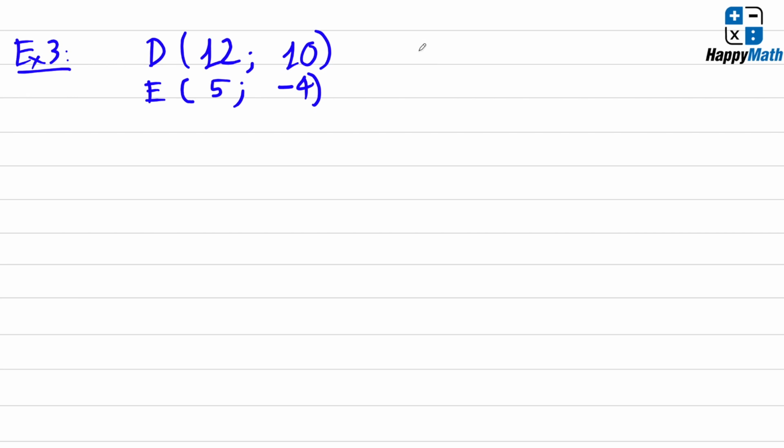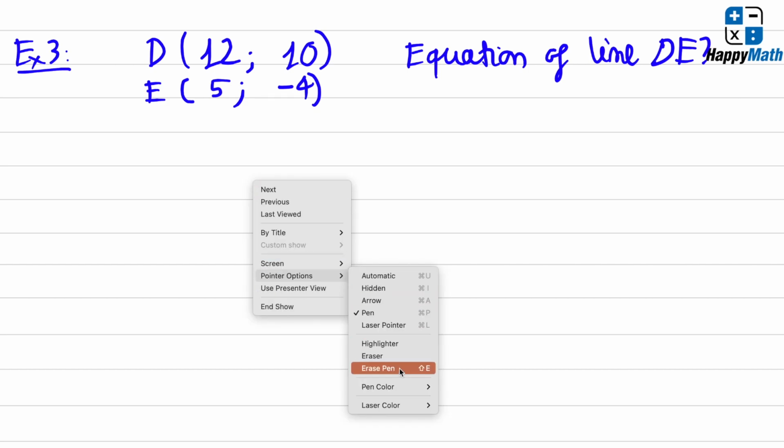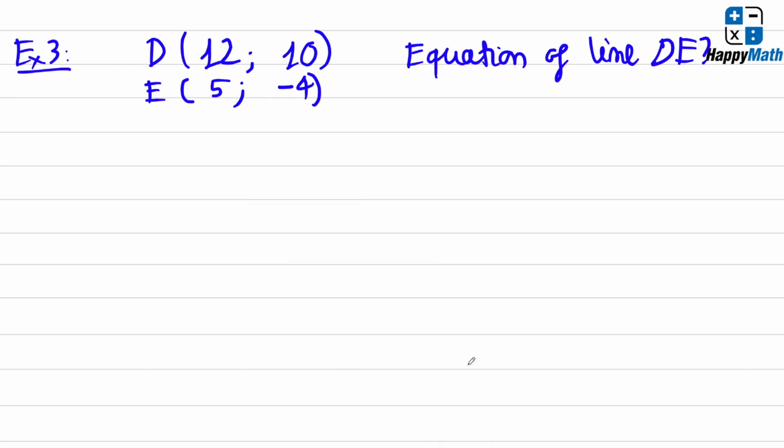The question will ask you about the equation of line DE. We have no line AB anymore. This is line DE. How can you do that? So what is the first step? What is the first step in this question?